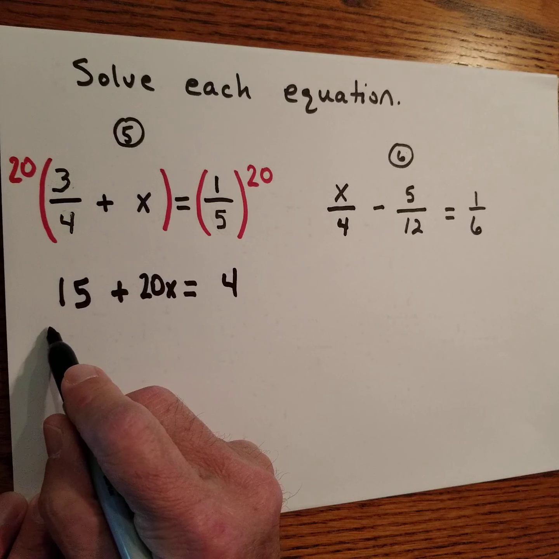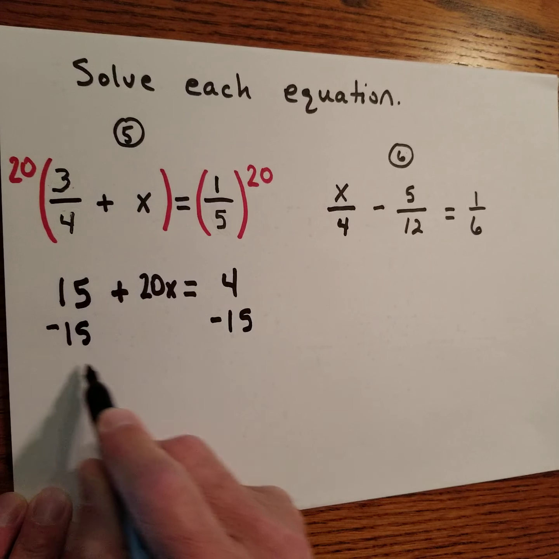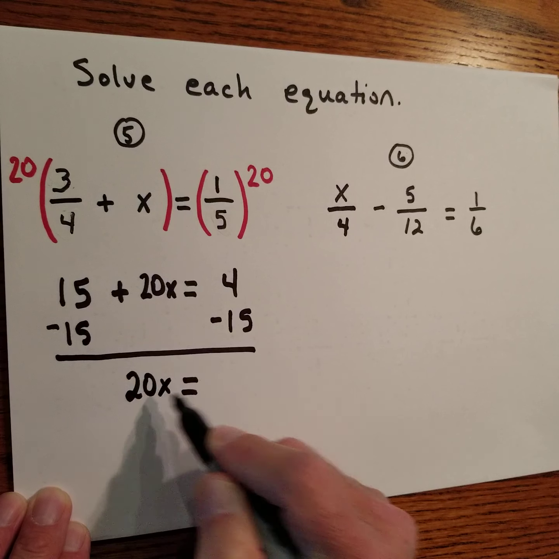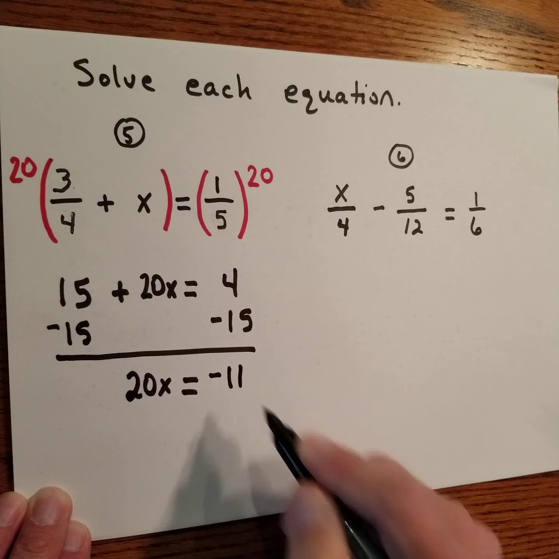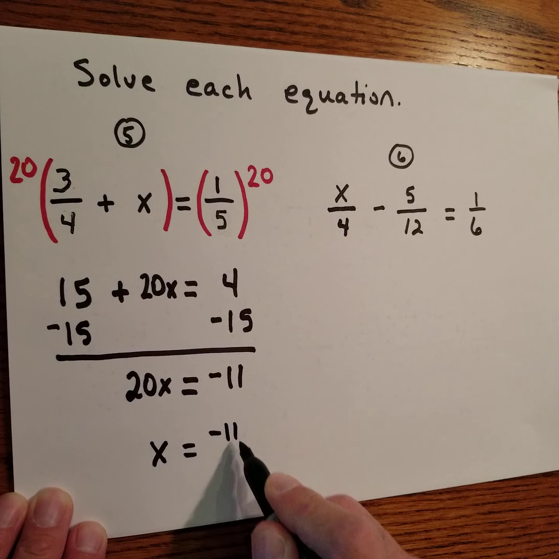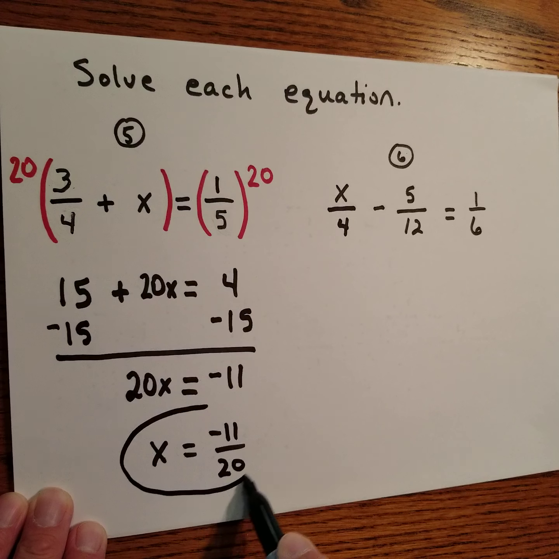Now solve for x. We'll get rid of a positive 15 with a negative 15. Combine 4 and negative 15 is negative 11. Now when I divide by 20, I end up with negative 11/20. Beautiful.